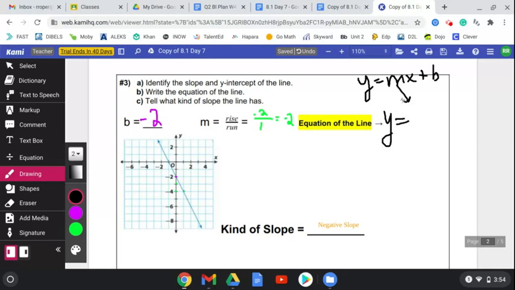Y equals m. What's m? M is negative 2. Then I have my x. Then b. What's b? B was negative 2. So this right here is the equation of the line in slope-intercept form. Y equals negative 2x minus 2. It has negative slope, which makes sense because my m right there is negative.